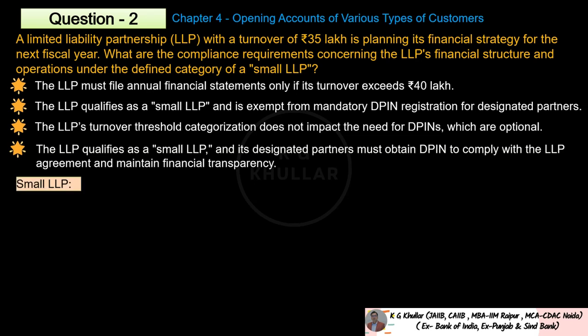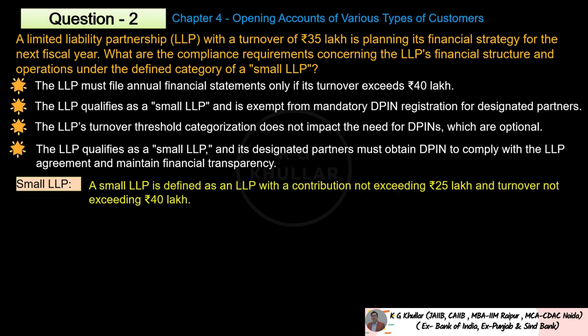Now friends, please note a small limited liability partnership, that is small LLP, is defined under Indian regulations as an LLP with a contribution that does not exceed Rs 25 lakhs and a turnover that does not exceed Rs 40 lakhs as per statement of account and solvency for immediately preceding financial year. And since the LLP in our question has a turnover of Rs 35 lakhs, it qualifies as a small LLP.